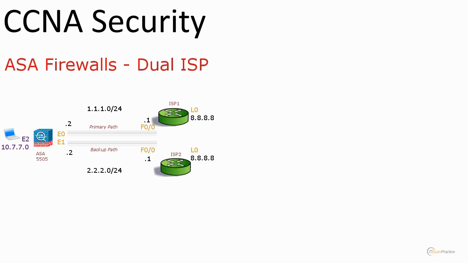CCNA Security ASA Firewalls Dual ISP. In this video, we want to talk about a really interesting feature. It is a pretty obvious feature on a Cisco router. On an ASA firewall, you need a license for that. We're talking about the primary and the backup connection.